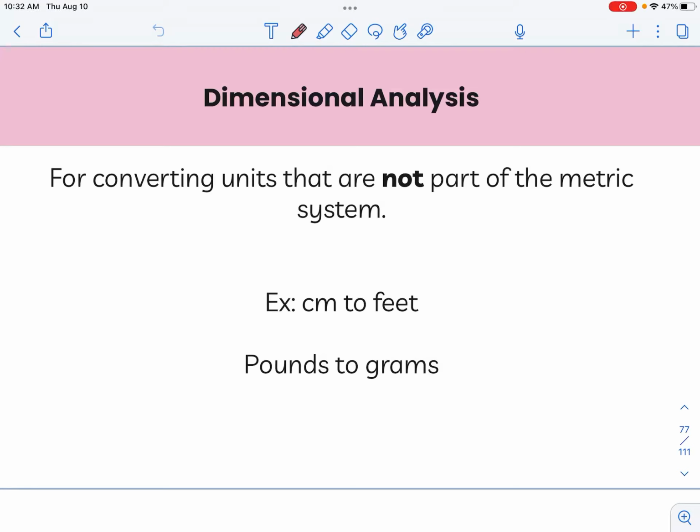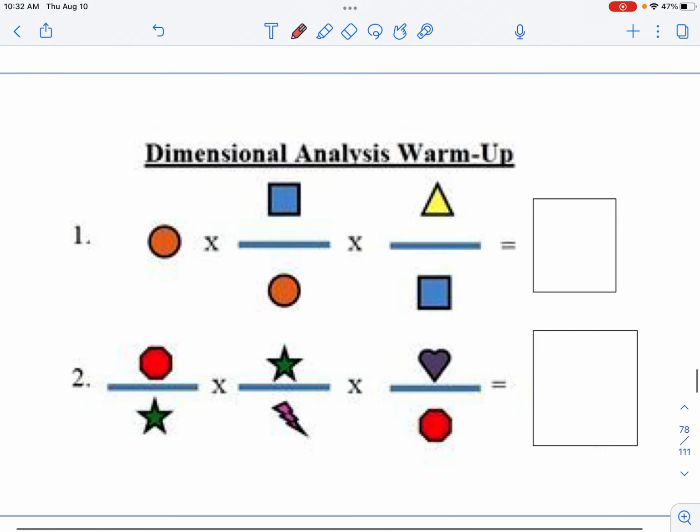This lesson is on dimensional analysis, and this is a calculation that can be used when we're converting units that are not part of the metric system. So we just practiced how to go from centimeters to meters, kilograms to grams, where you're just moving the decimal places. Sometimes we have units that aren't all metric, so we can't convert them that way. Maybe something's measured in centimeters and it has to be converted to feet, or something was measured in pounds and we need it in grams. So we can't just move the decimal. We have to do some other steps.